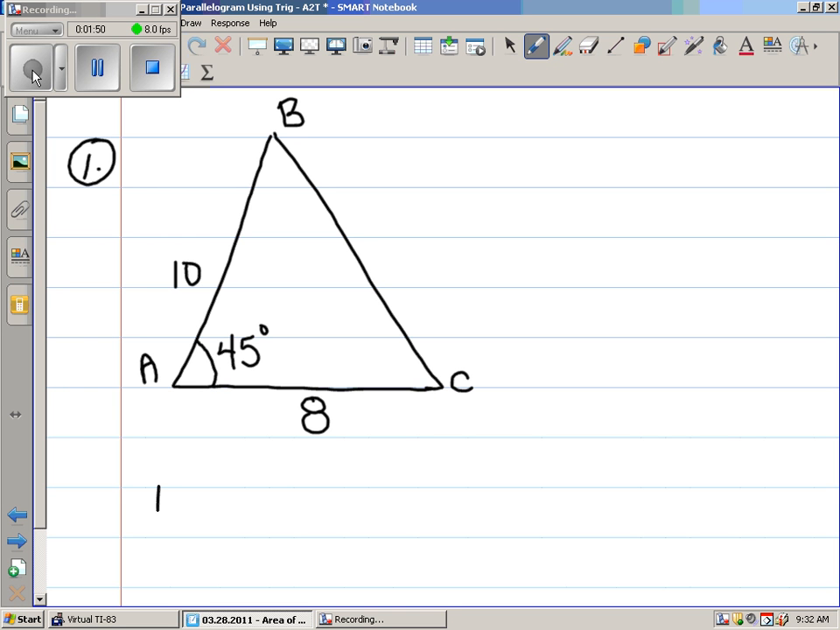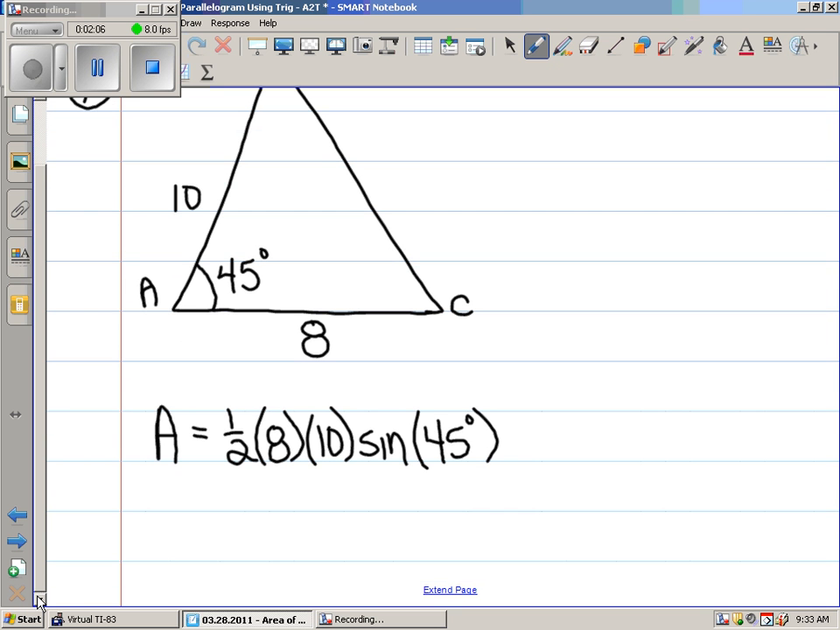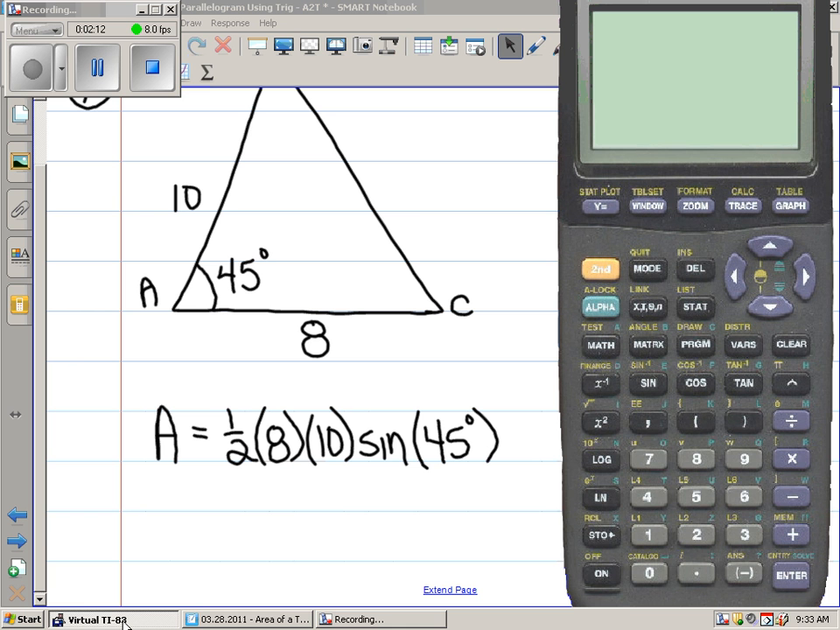Well, this is cake. Area is simply 1/2 the two sides and the angle in between. You literally just need to punch that into your calculator. Come on, calculator. So now we're going to do 0.5 times 8 times 10 sine of 45 degrees.